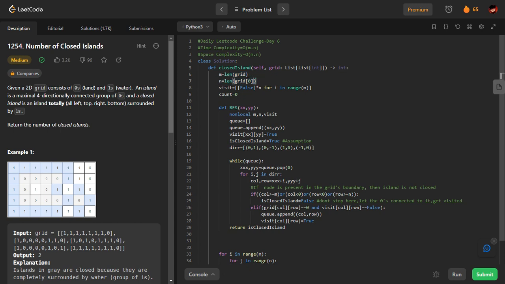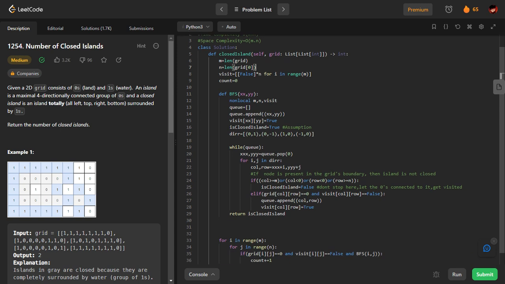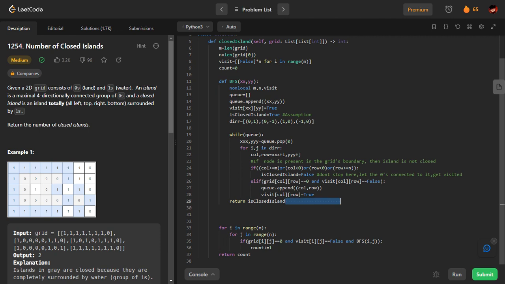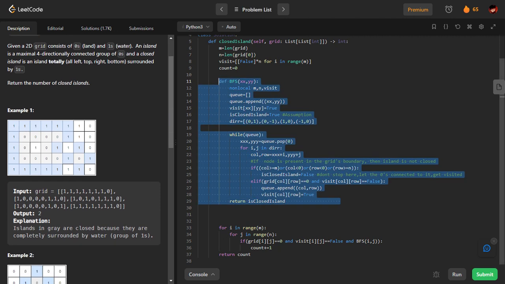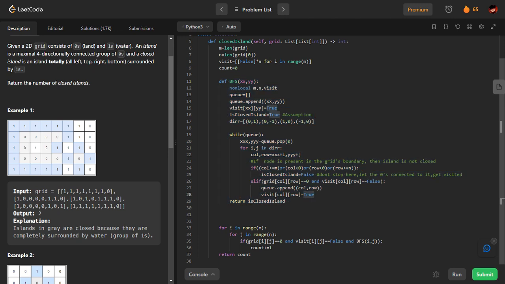Visit is an m cross n matrix, the same size as the dimensions of the grid, in which all values are initialized with false. This will denote which lands we have already visited. Water we will never visit, only lands we will be visiting. And this is the BFS function, I will come back to it. But how are we calling this function? That is the question here.